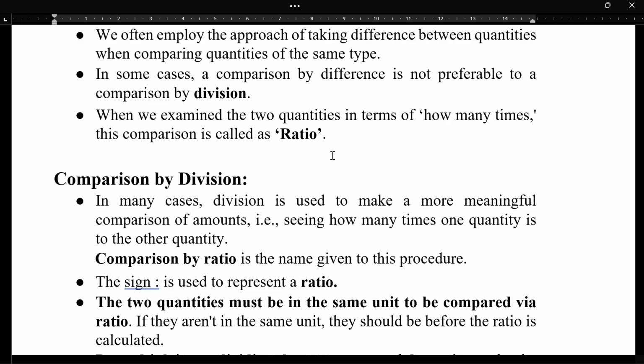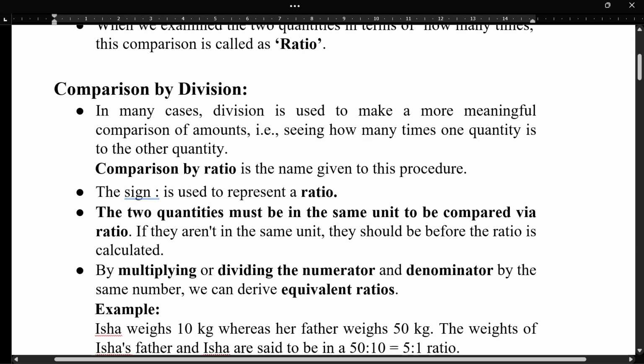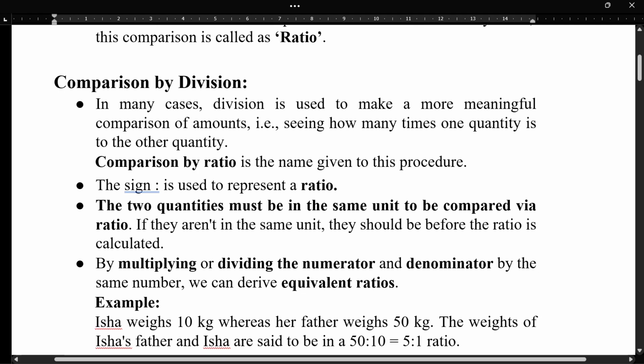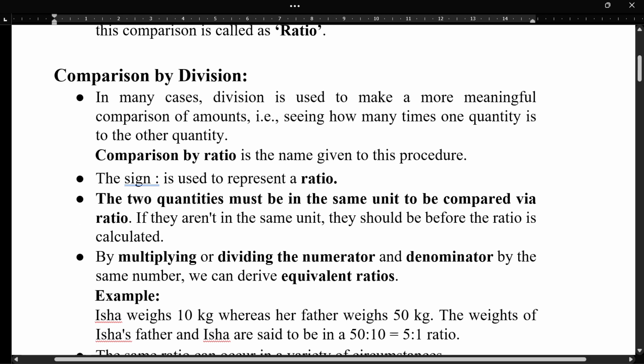You can see these two symbols are known as ratio. The two quantities must be in the same unit to be compared via ratio. If we are taking one quantity in kilometers, then the second should also be in kilometers. So both quantities should be in the same units, and of course ratio does not have a unit.